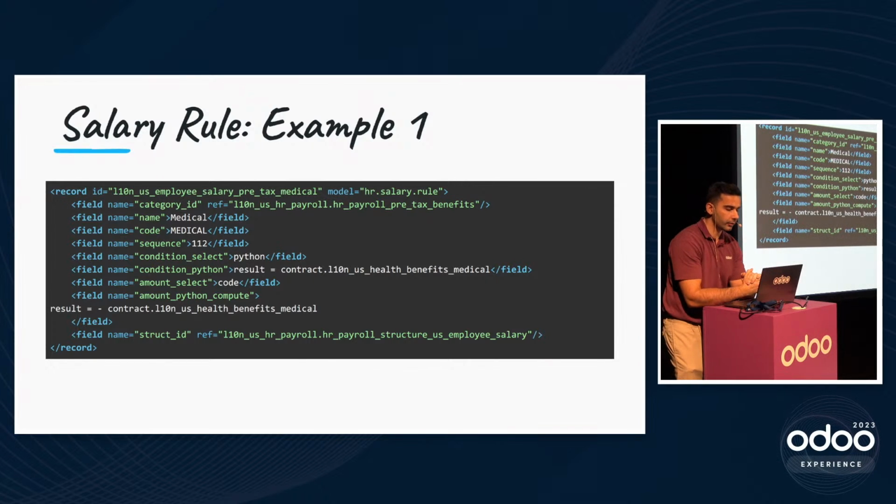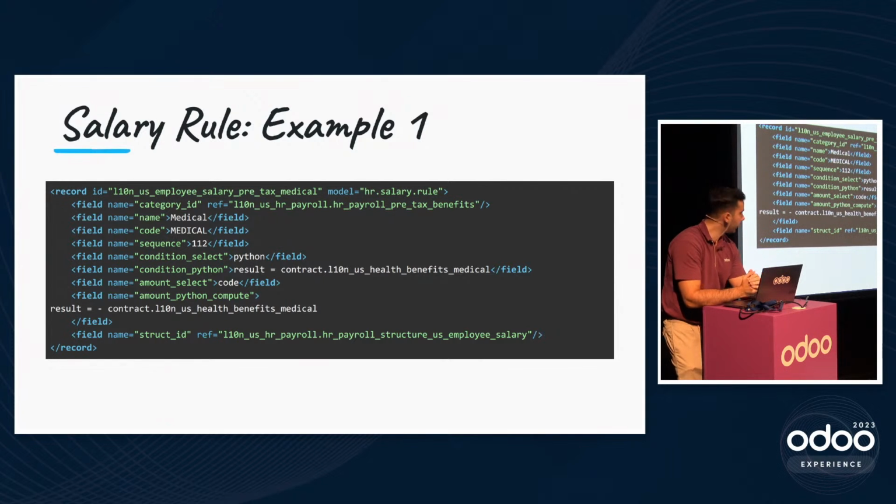Then we have to define the salary rule itself. So let's discover the parameters one by one. The category is the pre-tax benefit that we just defined. Then we set a user-friendly name, a code, and a sequence. Here the sequence controls in what order your salary rules are computed. So here the sequence has been chosen to be computed just after the gross salary and before the net salary, of course. Then we define a Python condition so that the rule is actually computed.